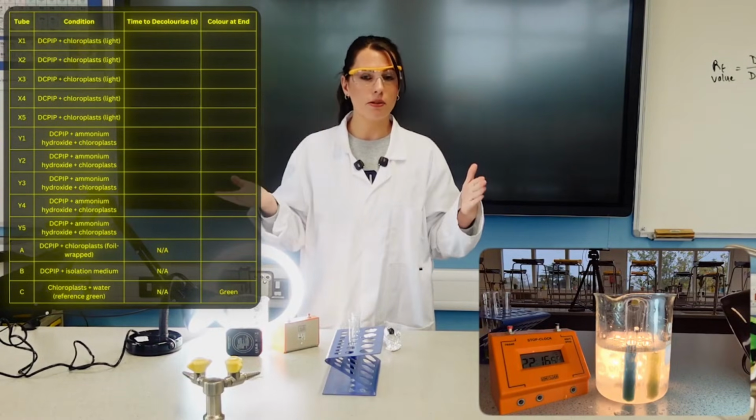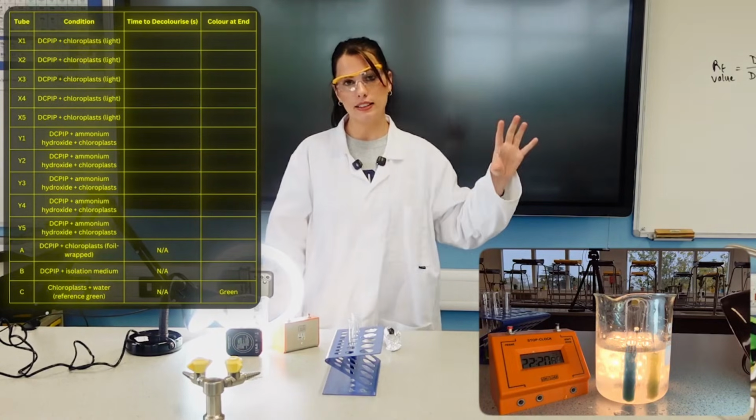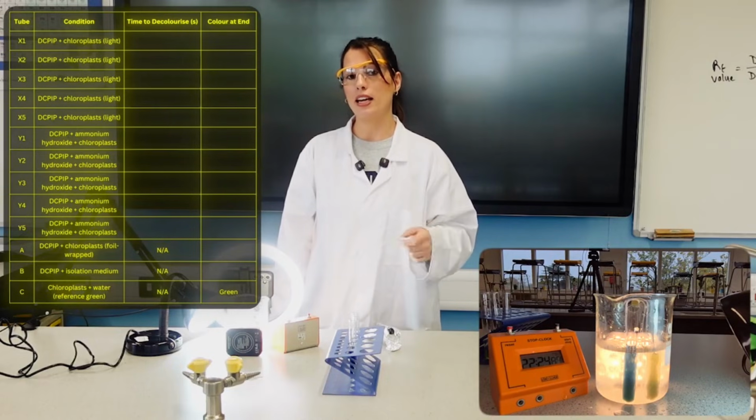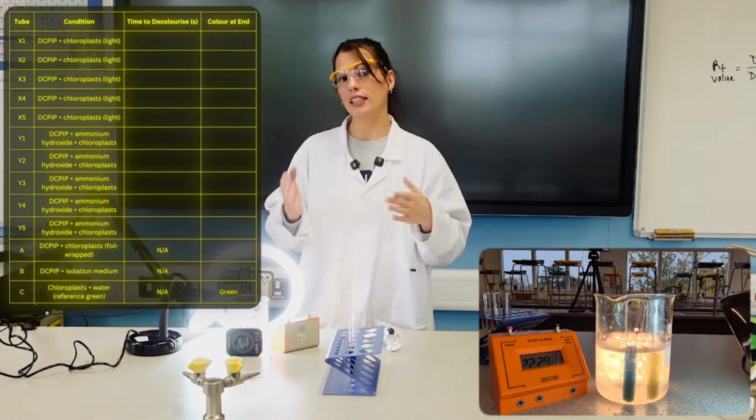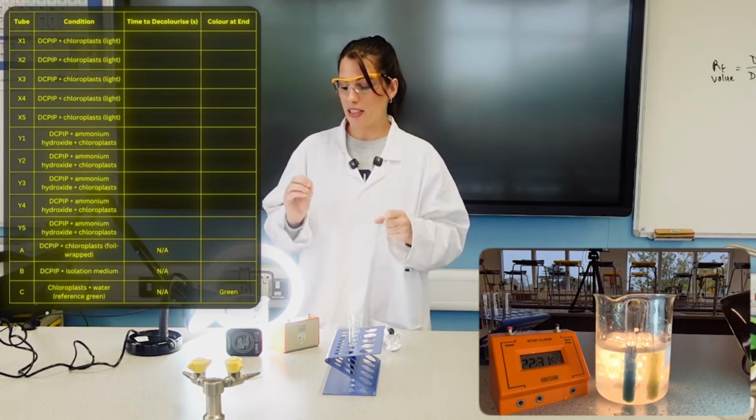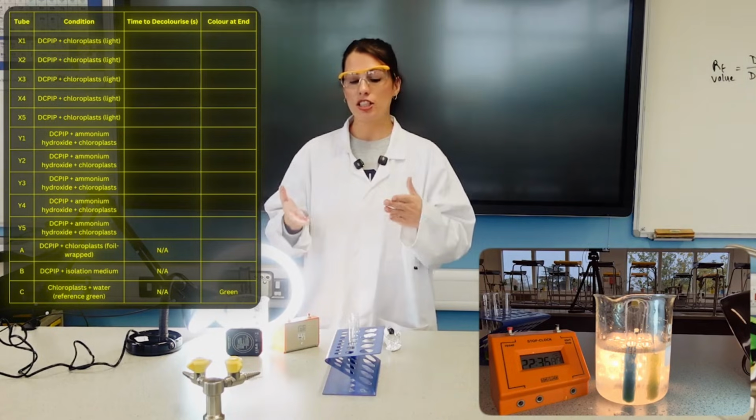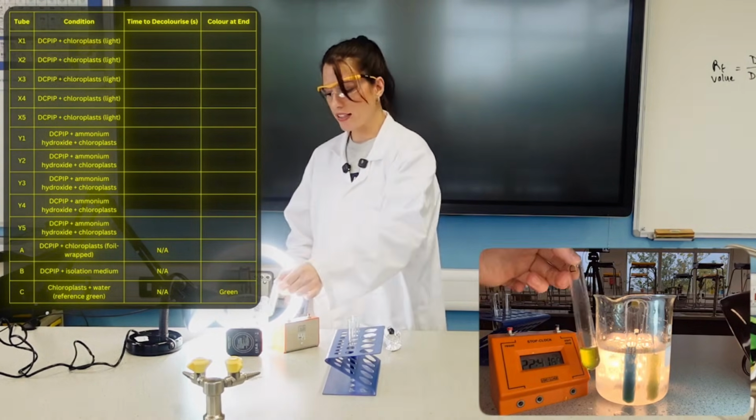If they didn't have time for repeats, you could pool the class data, and they can still use all of the class's data because they're following the same method. Use that to calculate a mean, have your standard deviations, or do a student t-test to see if there was a significant difference in the time it takes for tube X and tube Y to change colour, to lose that blue colour of the DCPIP and become the same colour as our standard.